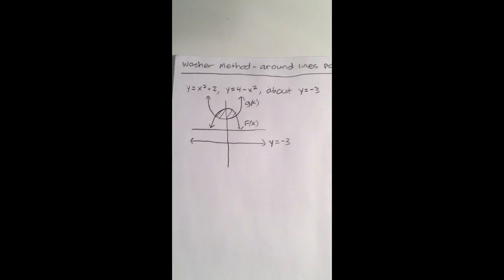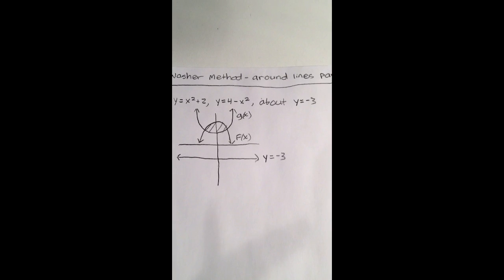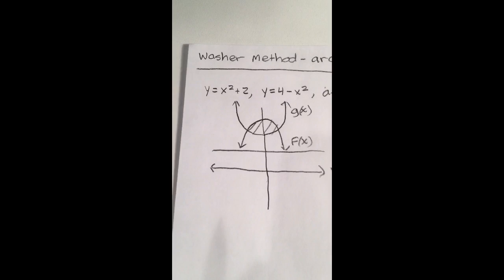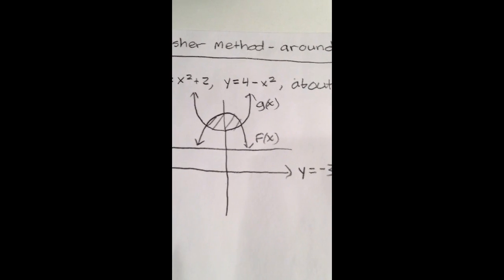Okay, so now we're looking at the washer method, rotating it around lines that are parallel to the x-axis. So we're going to be working with rotating around lines like y equals 4, y equals -1, y equals 2, any straight horizontal line. Like the x-axis, except instead of y equals 0, it's going to be y equals some number.